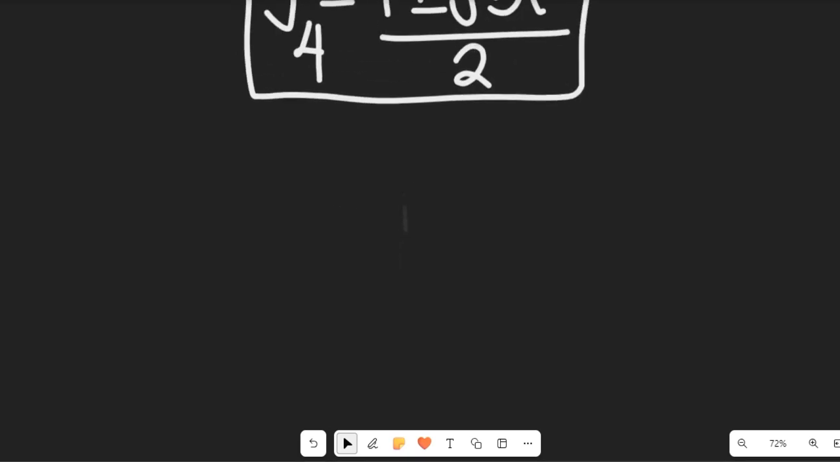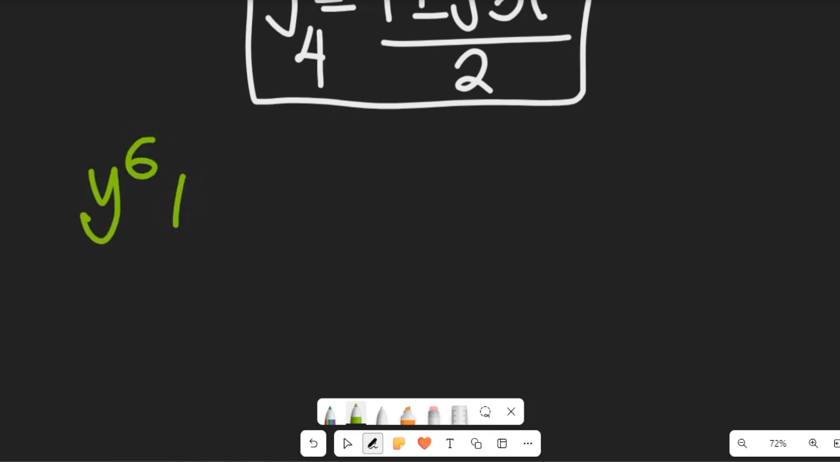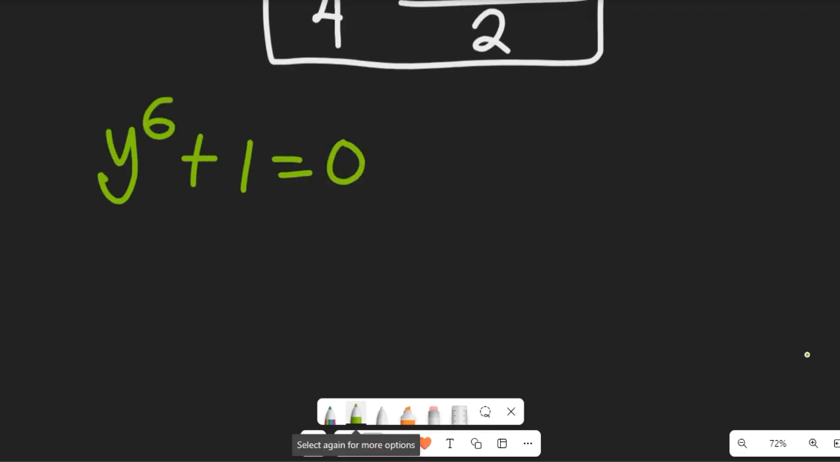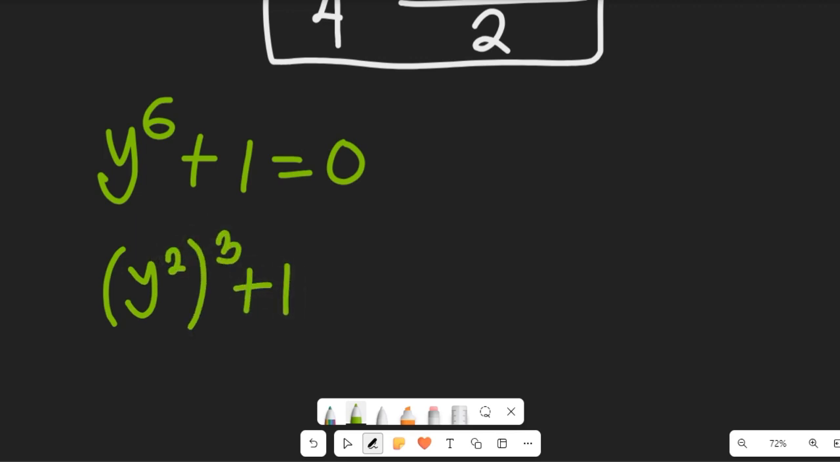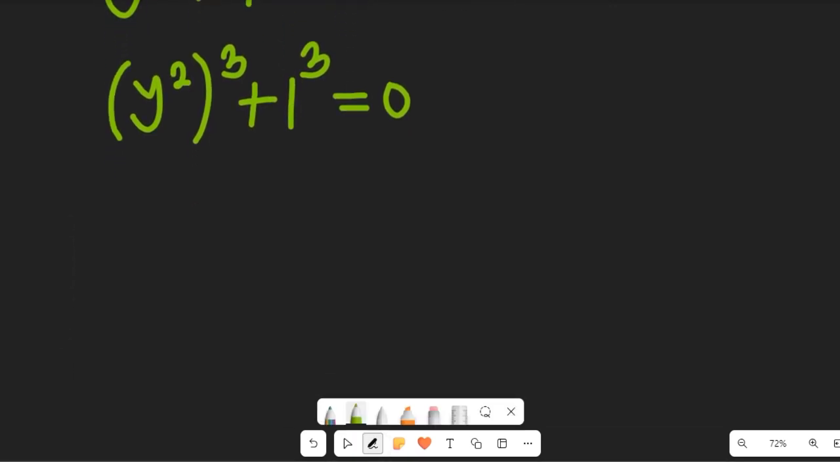The final solution, which will give us y5 and y6, is going to be y to the power of 6 plus 1 equal to 0. So we can see now that this can be equal to y to the power of 2 multiplied by 3 plus 1 to the power of 3 equal to 0. Why? Because 2 times 3 will give us what? 6.